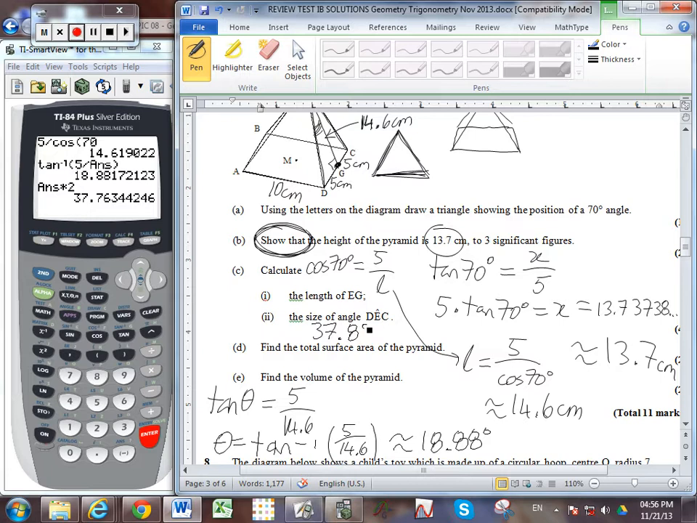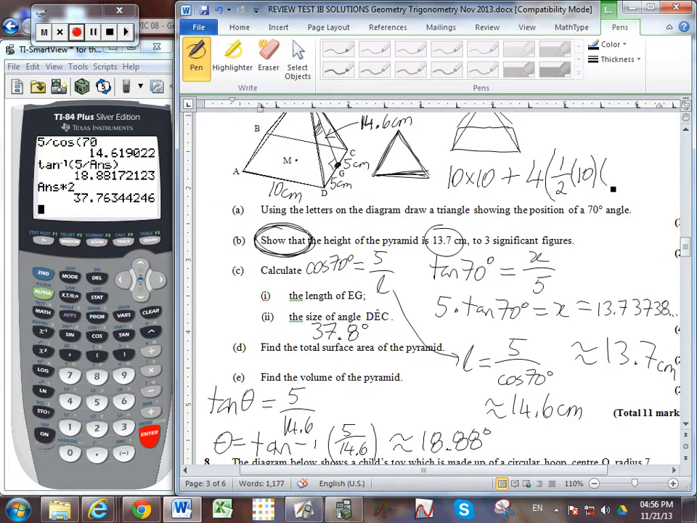Alright, let's move on then to part D, the total surface area of the pyramid. So we've got a square base on the bottom. So the square base is going to have an area of 10 times 10. And then we've got 4 different triangles. So let's add these 4 triangles. Each of these triangles is 1/2 times base times the height.